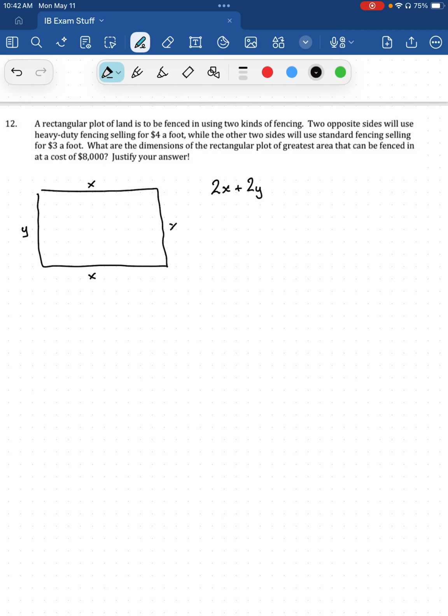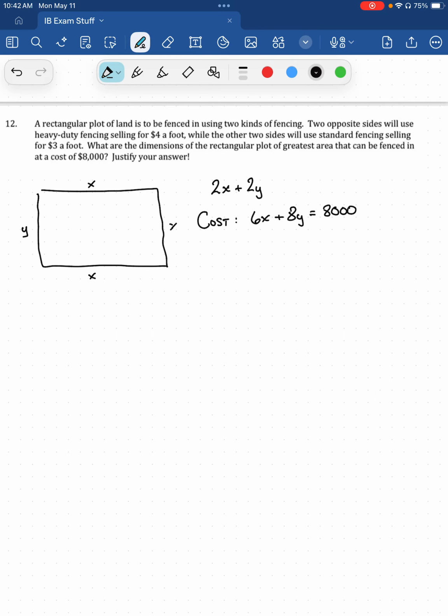Now, what we don't know is what that cost looks like, but that's how much fence we're going to produce. The cost, if one is $3 and one is $4 a foot, the cost is going to be 6X if that's the cheaper one, and 4 for the Y, so that makes that 8Y. And we know collectively that's going to cost $8,000.